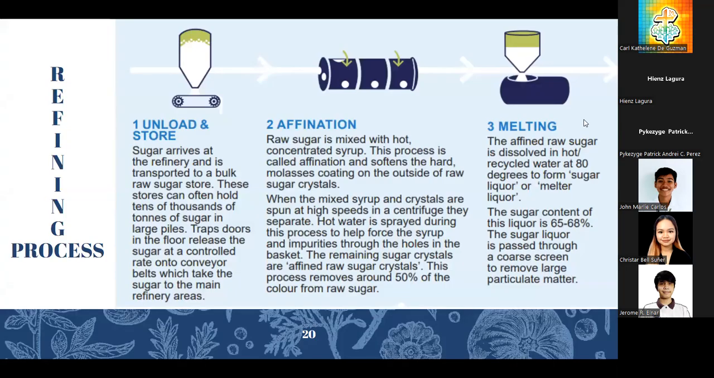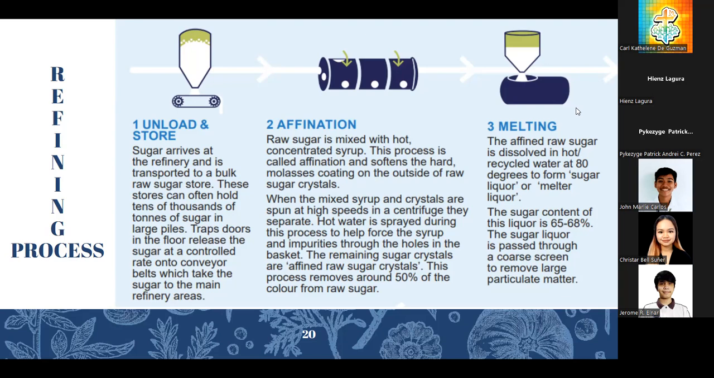Refining process. The first is unload and store. Sugar arrives at the refinery and is transported to a bulk raw sugar store. These stores can often hold tens of thousands of tons of sugar in large piles. Trap doors in the floor release the sugar at a controlled rate onto conveyor belts, which take the sugar to the main refinery areas.